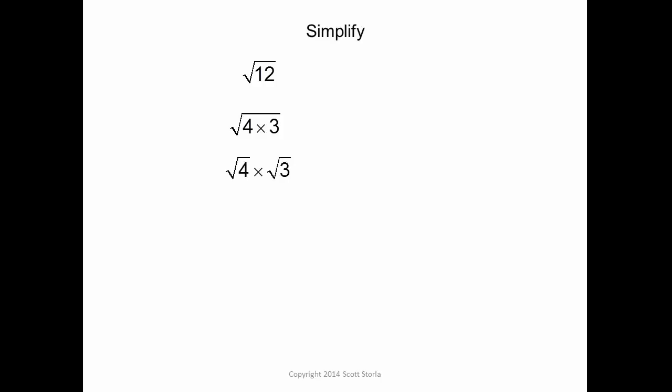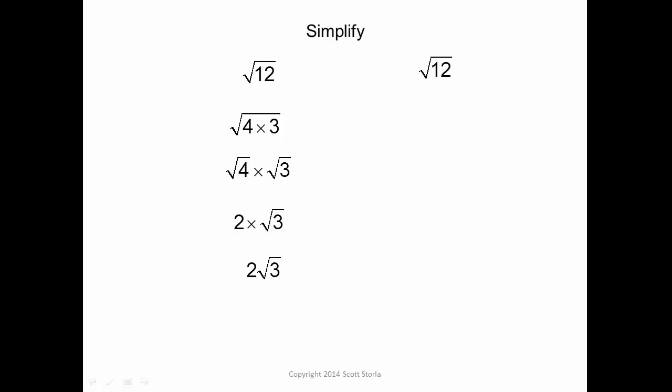rewrite that square root of a product as the product of the square roots, and then the square root of 4 can be simplified to 2. We usually write the multiplication this way. That is, it's 2 times root 3, and we write it like this. And even though we don't see an operator, there's an implied multiplication.